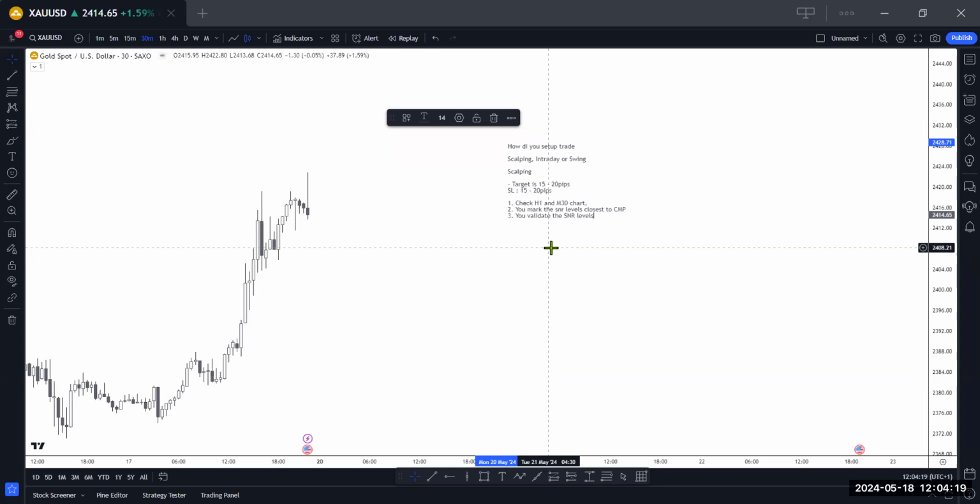Now, how do you validate the levels? I spoke about validation before. So the first way to validate is go 2 time frames below and look for an engulfing. If price gets to an H1 level that is a resistance, you'll be looking for an engulfing sell.